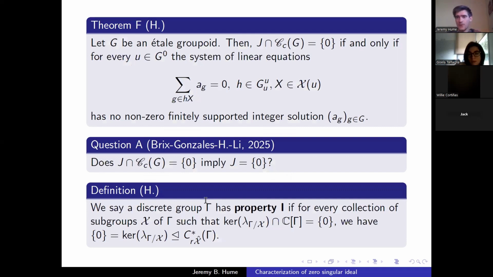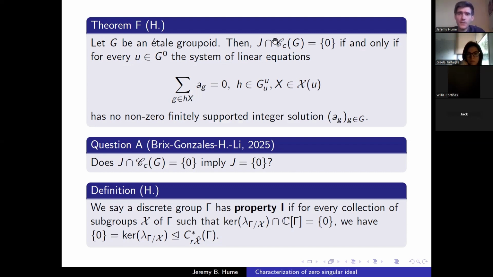Okay, and following that philosophy, that you can reduce problems about the singular ideal to problems about the isotropy, I have the following characterization for when the singular ideal intersect the convolution algebra we defined is zero. I should mention that earlier this year, me and my co-authors characterized when this is zero in a different way, which included the topology as well as some algebraic property. But here, this is an entirely algebraic property.